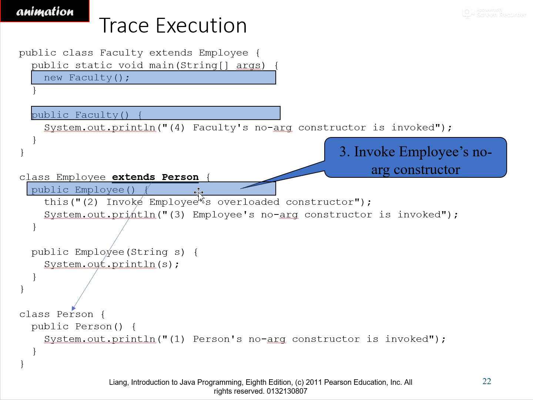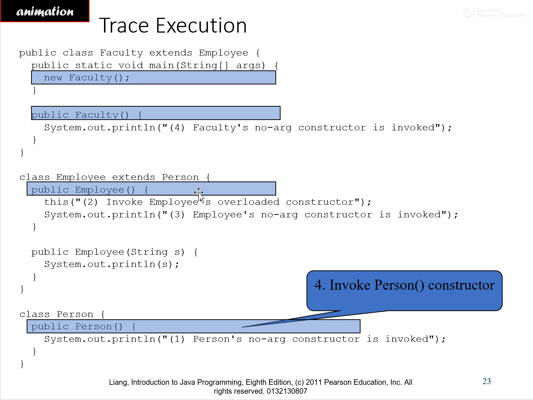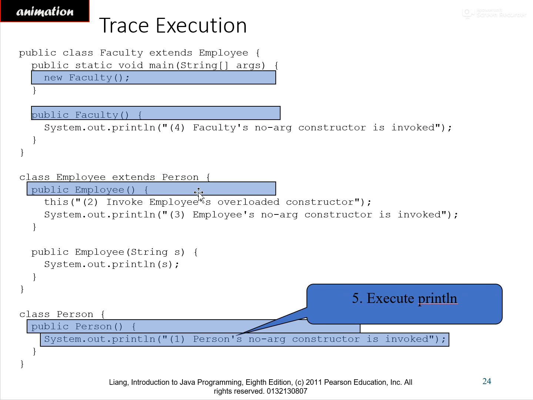And remember, employee is in turn a subclass of person. So before we get into even the first line of code inside employee's no arg constructor, we again jump first to the superclass person's constructor. And over there we have only one constructor, a no arg constructor that can run, that will execute this line, which finally prints out person's no arg constructor is invoked.